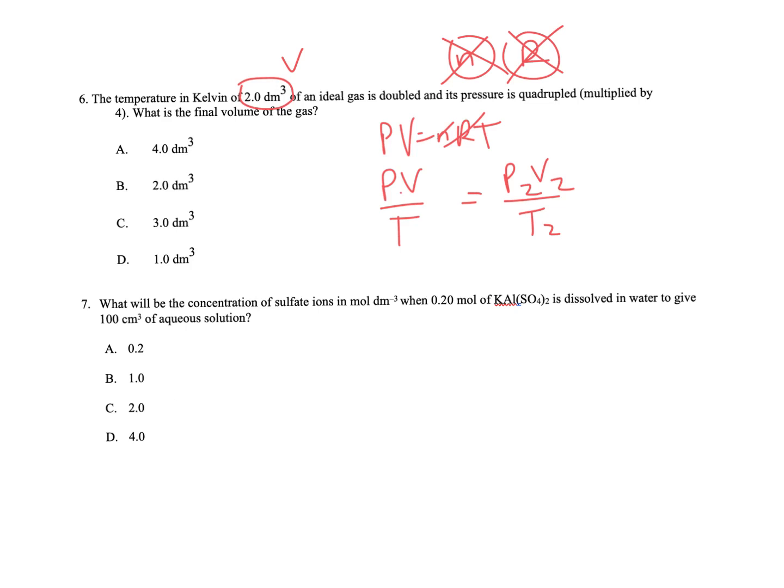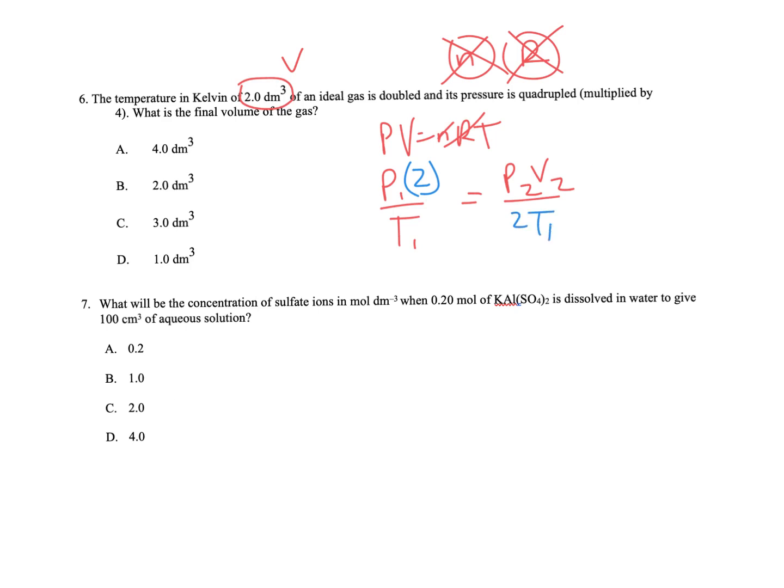Okay. Then we can actually sub in a real value for the volume because it said the volume was 2. So let's put a 2 in there. Okay. Then we know that V2, it said temperature is doubled. So we know that T2 is equal to 2 times T1. So let's put that in there. That's 2 times T1.